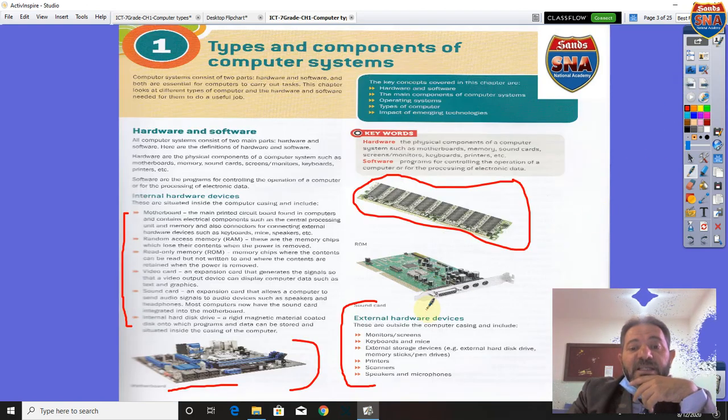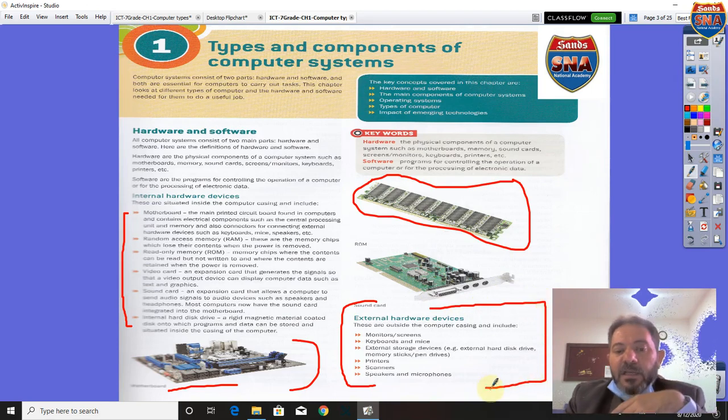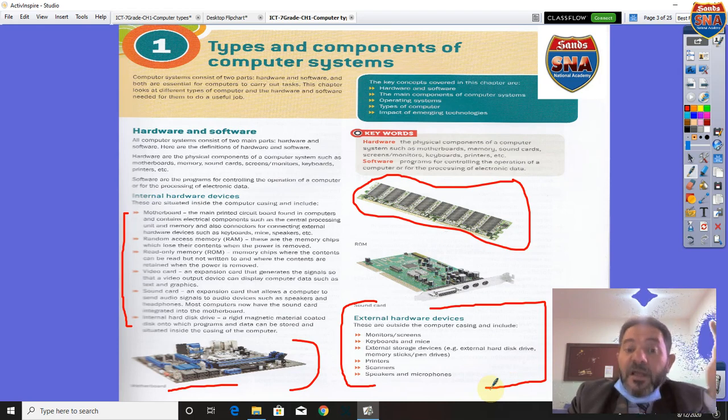Okay guys, let's go directly to the second part of the hardware, the external hardware devices. What's an external hardware device? The external hardware devices are like monitors, screens, keyboard and mouse, external storage devices like a memory stick, and etc. Printers, scanners, speakers and microphones, all these types are external hardware devices.